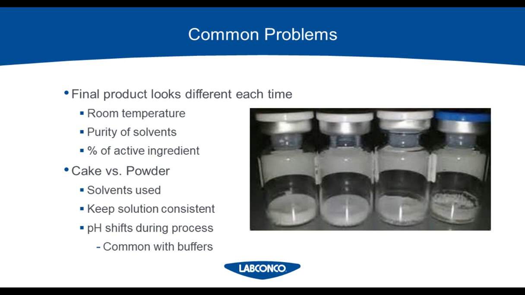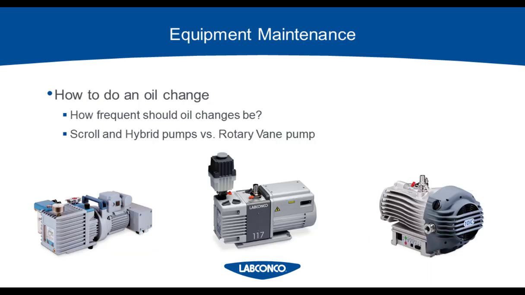If your final product looks different each time, this might be normal, depending again on your sample. Different samples will freeze dry differently, and it could be the outcome of your room temperature, the purity of your solvents, as well as the percent of active ingredient from sample to sample. If you are worried about a cake versus powder, what you want to look at is what solvents are being used, what the temperature is prior to putting that solvent on the freeze dryer, and also pH shifts during the process.